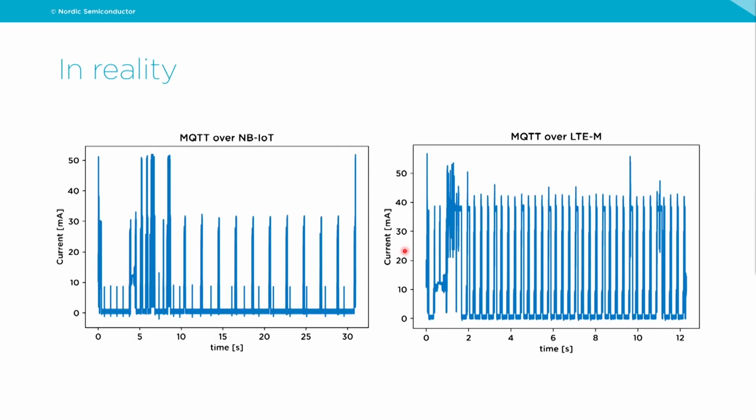We can see some real life examples here. This is measurements done for MQTT over both NB-IoT and LTE-M. We see the device entering connection here, doing its transmissions, and then staying active for the RRC inactive countdown. We see the same here for LTE-M.